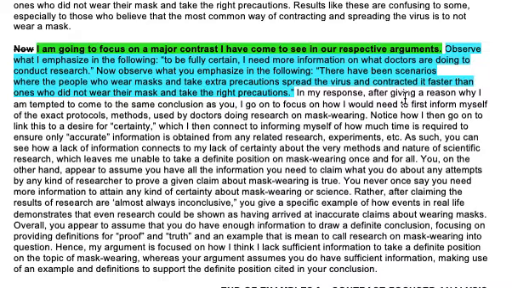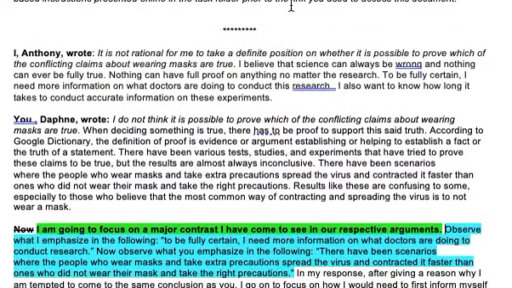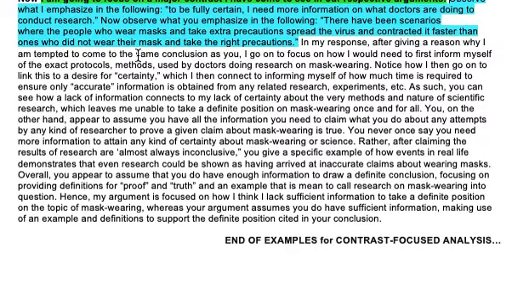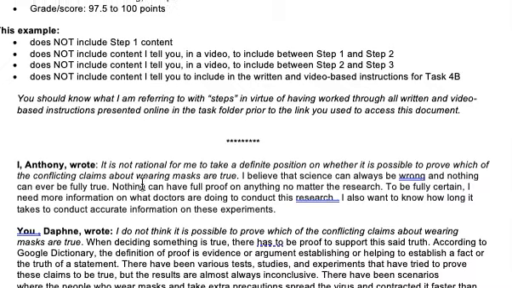In my response, after giving a reason why I'm tempted to come to the same conclusion as you, I go on to focus on how I would need to first inform myself of the exact protocols, methods used by doctors doing research on mask wearing. Okay, so if you look back up here, he doesn't say anything about protocols, right? But he's offering an interpretation. He's saying basically, I'm wondering about the protocol. So he mentions that here in his discussion. And he says methods, right? Exact protocols and methods. Does he mention methods up here?